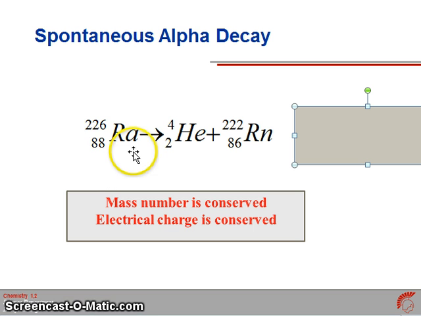Now you see the numbers on the left are equal to the numbers on the right. This is part of balancing equations. So if we draw a line here, we have 88 on the left, and 86 plus 2 is also 88. So this equation is balanced. Same thing for the mass number: 226 on the left, and on the right we have 4 plus 222, so we have 226 on the right as well. So this equation is balanced, and that will be an example for alpha decay.